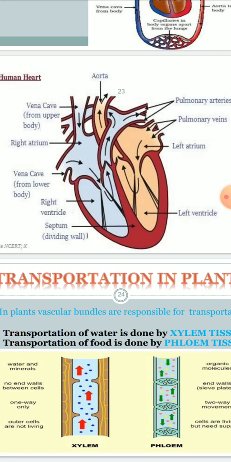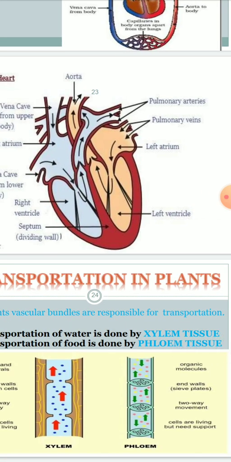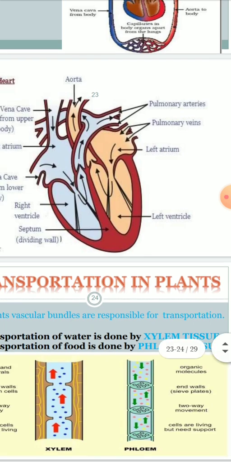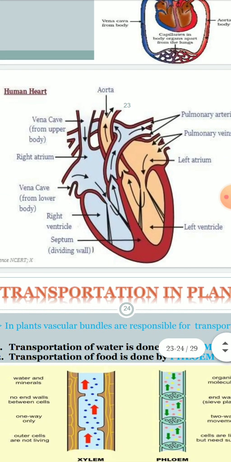We can also look at the right atrium. The blood comes in from the vena cava, from the upper body, and from the lower body through the vena cava here, and it goes into the right ventricle. We have the aorta at the top, then the pulmonary arteries and the pulmonary veins, the left atrium and the left ventricle, then the right atrium and the right ventricle. The left ventricle and the right ventricle are separated by the septum, a dividing wall.